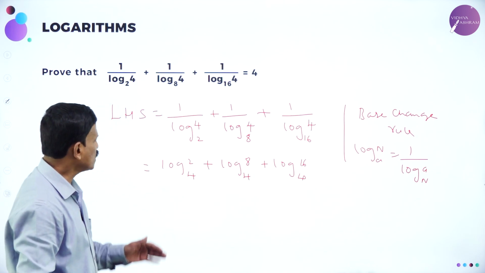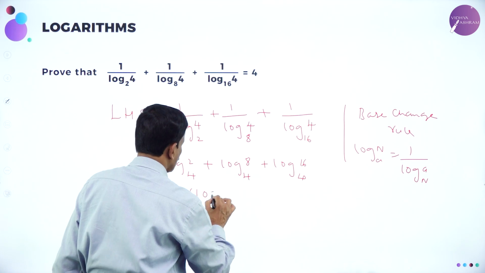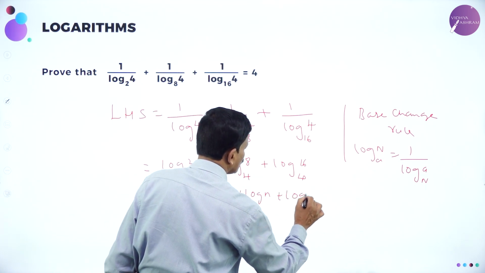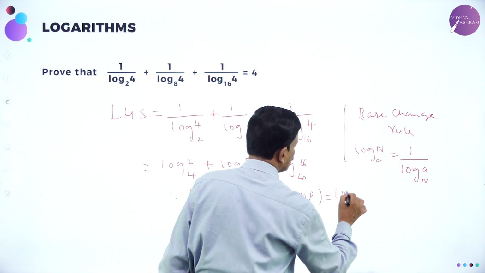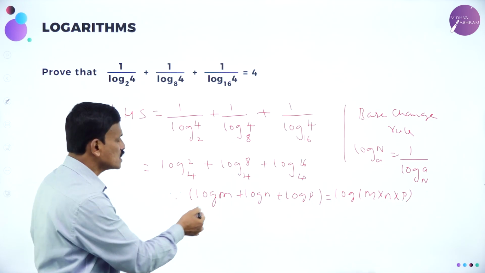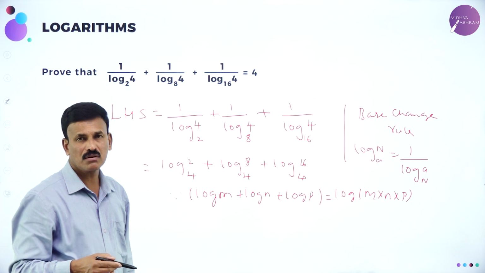See, if you observe carefully, all the bases are same. Since you know the formula for logarithm of m plus logarithm of n plus logarithm of p, this can be written as logarithm of m into n into p. Using this concept, log m into n into p is equal to log m plus log n plus log p.